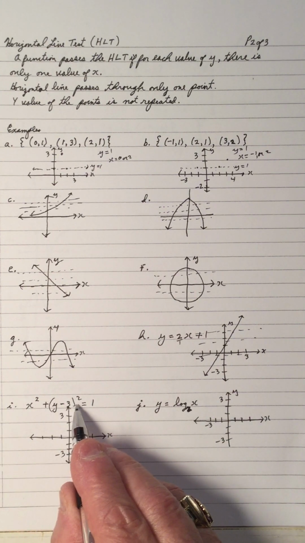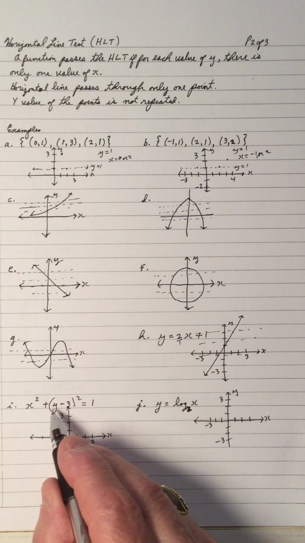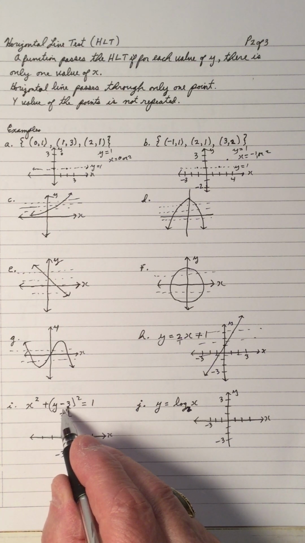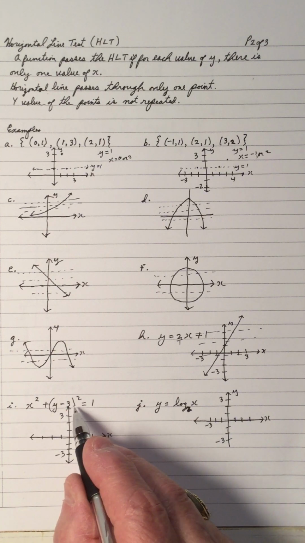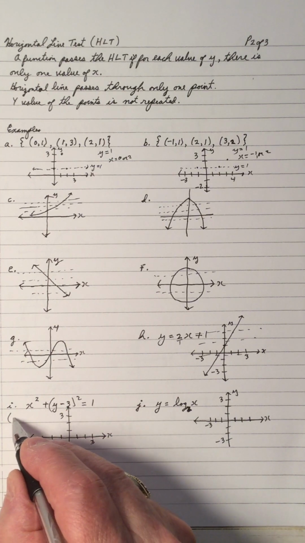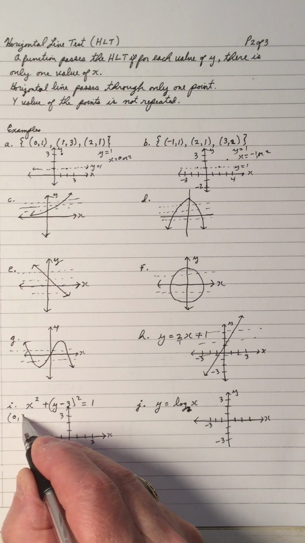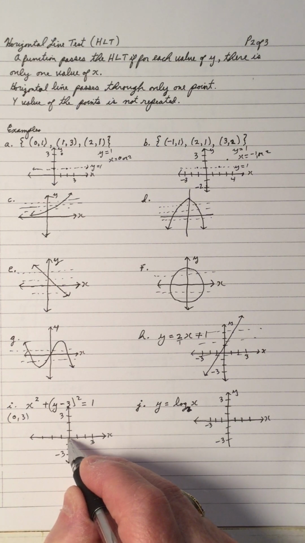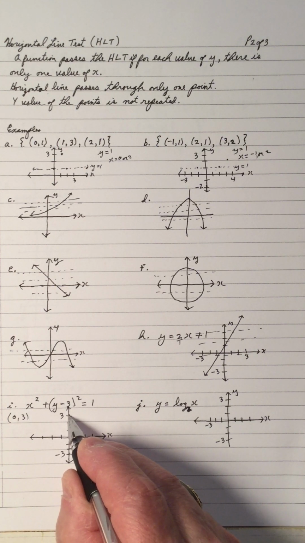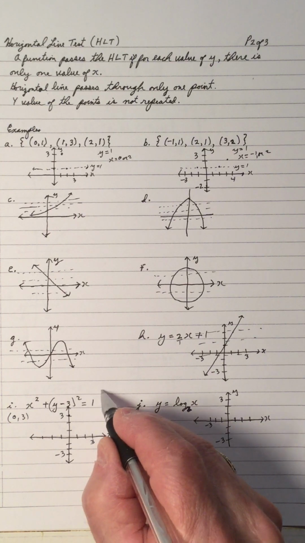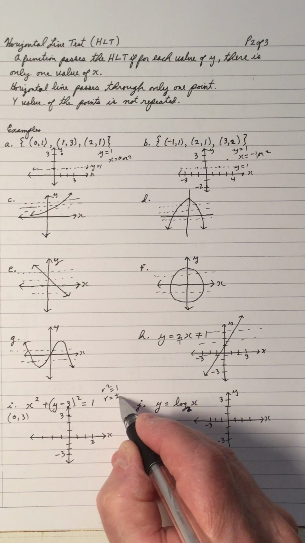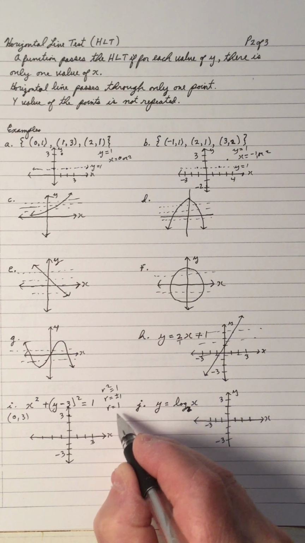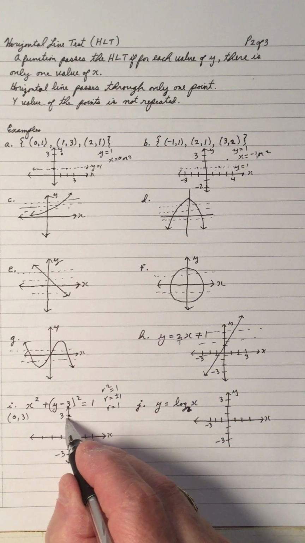Number I, x squared, and we got y minus 3 squared equals 1. So this is a circle. The center of this circle is (0, 3), so x is 0, y is 3. And r squared is equal to 1, so r is equal to plus or minus 1, but the radius of the circle can only be positive.